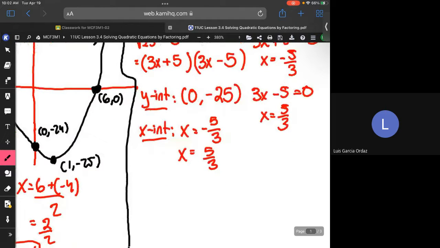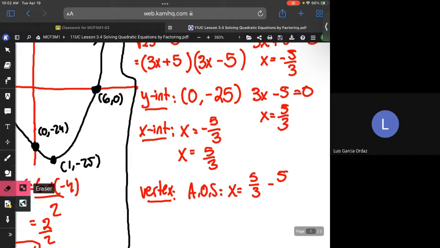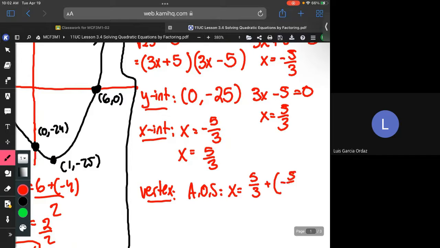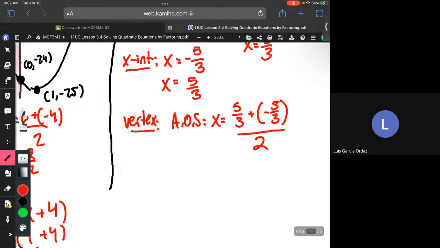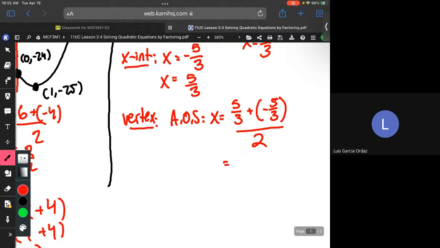So again, to find our vertex, we find our axis of symmetry first, which is my 2 x-intercepts added together divided by 2. So x is equal to 5 over 3 plus negative 5 over 3, divided by 2. Who can tell me what 5 over 3 plus negative 5 over 3 gives me? 0. So what is my axis of symmetry? 0.